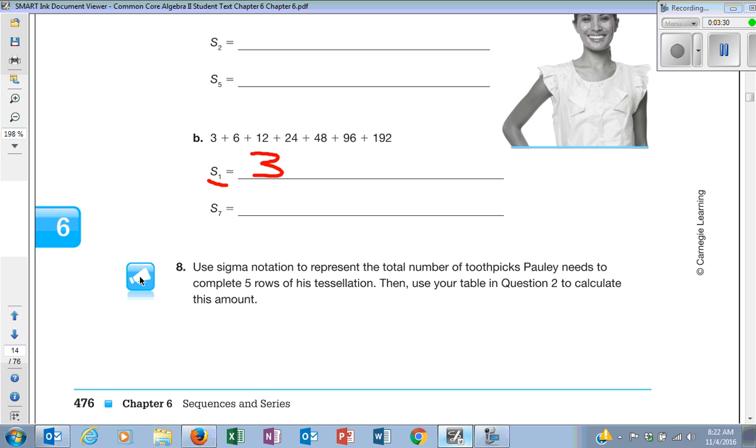For the next one, S7. That means I'm going to add the first term, plus the second, plus the third, plus the fourth, plus the fifth, plus the sixth, all the way to the 7th. So really, I'm just adding all of those together up there. When we add them together, what'd you get? 381. Questions?